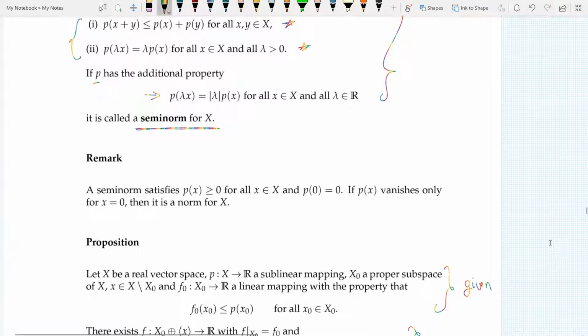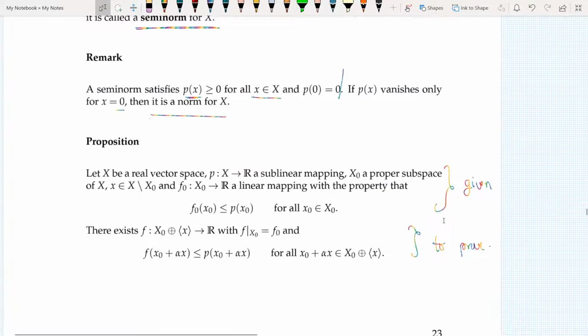And just like a functional, the seminorm satisfies P of X greater than or equal to 0 for every value of X belonging to my capital X, and P of 0 is equal to 0. This is just an additional statement about my seminorm. And if P of X vanishes only for X equal to 0, then it is a norm for X. Now let us look at the proposition.